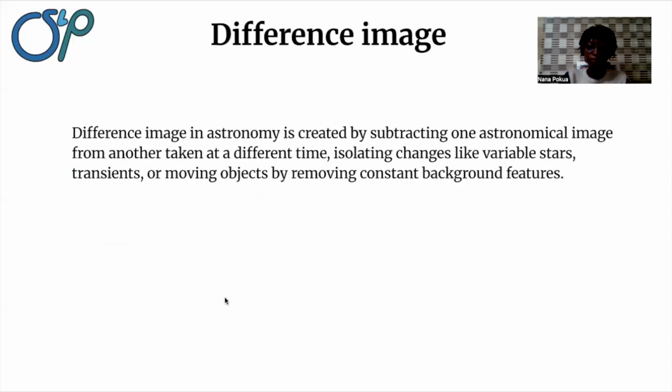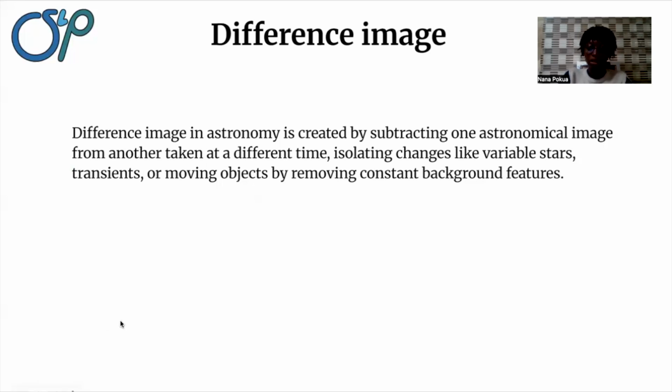Next slide. So, what is difference image? Difference image in astronomy is created by subtracting one image from another taken at a different time, isolating the changes like variable stars, transits, or moving objects by removing constant background features.